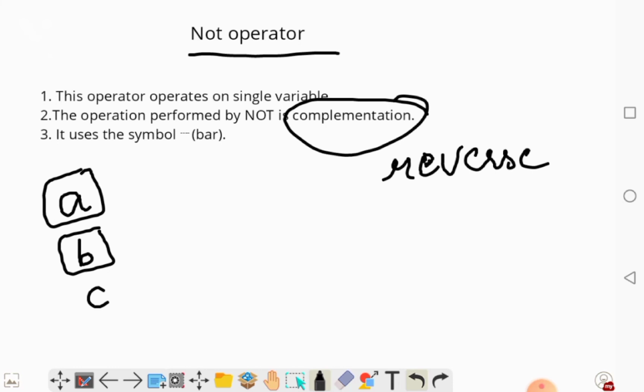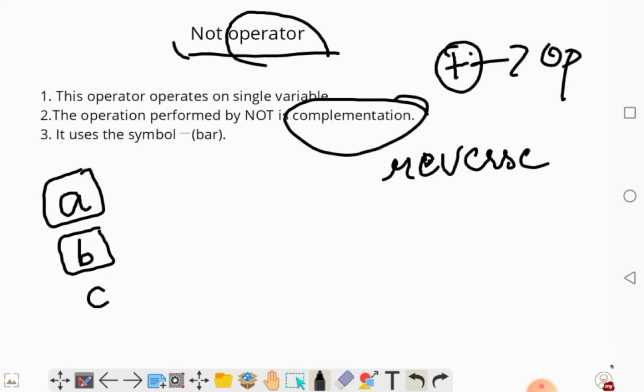I told before itself, the operator means it is a symbol, it performs some operation. Now not, it performs what operation? It performs the reverse operation. It uses the symbol dash. Suppose if we have a variable A, if we want to represent A not, that means it will be A dash. If we have B, then it will be B dash.